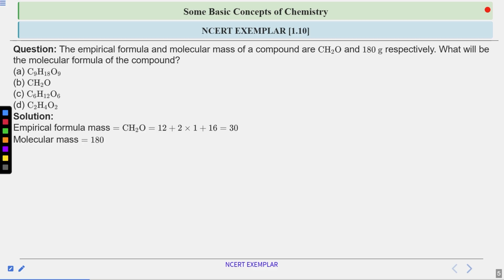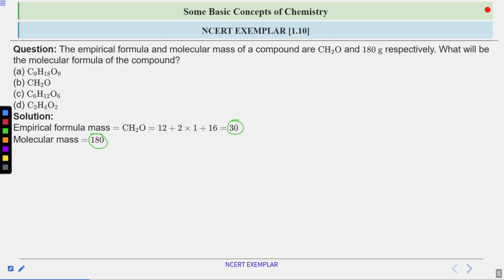Then, what is the molecular mass? It will be 180, right? It is given in the question. We know the formula mass, we know the molecular mass. What is the formula for calculating the n factor, using the empirical formula mass and the molecular mass? Anyone who knows the answer to this formula? How do we calculate the n value? What do we take? Anyone?